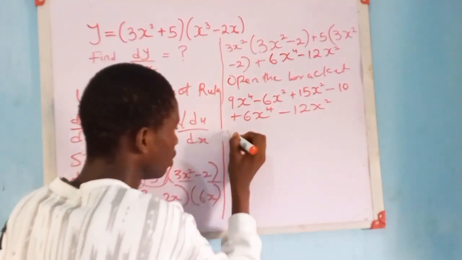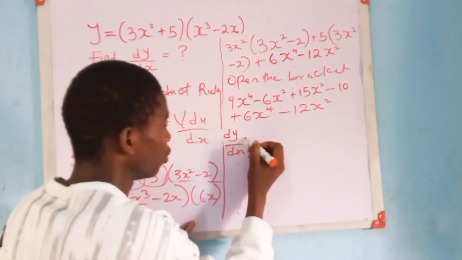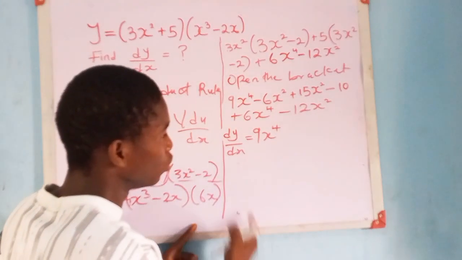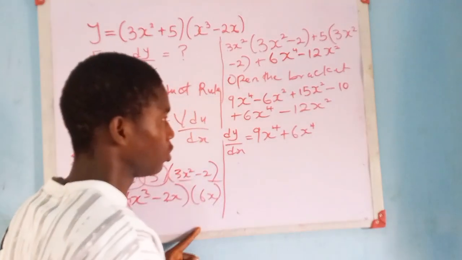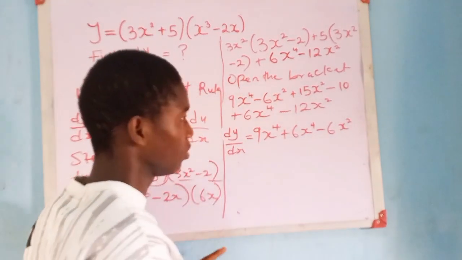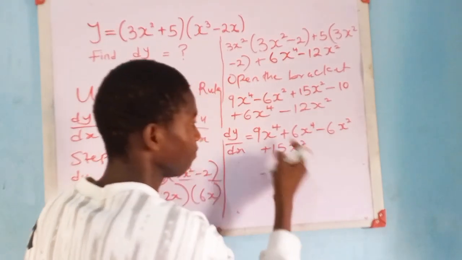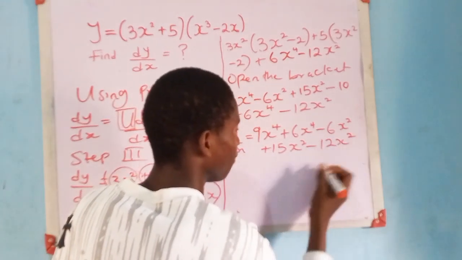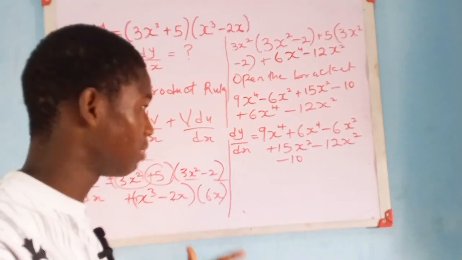So what we are doing here is to say what? dy over dx, we'll forget it here because of the space of the board, is then equals to what? I have my 9x raised to the power of 4. Then I'm going to find which one? This other one that I have, which is what? 6x raised to the power of what? 4. You understand me? Now I have what? Minus 6x squared. You understand? Then plus 15x squared, then I have 1 again, I have square, minus 12x squared, minus the last number, which is what? 10. So make sure everything you are writing is complete. You understand? Make sure everything is complete.